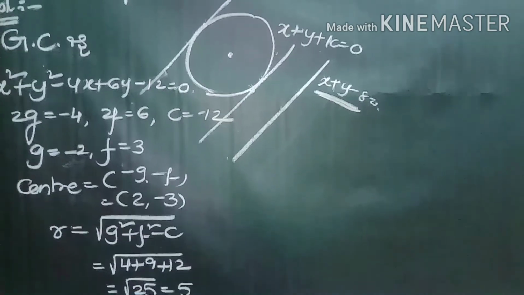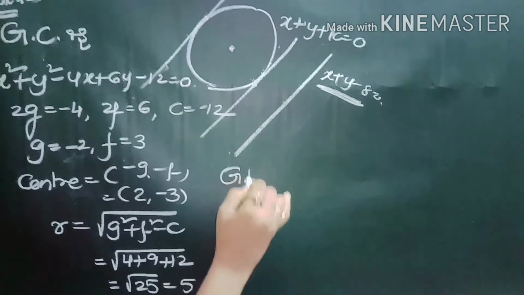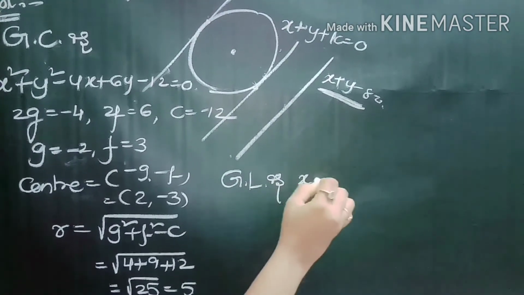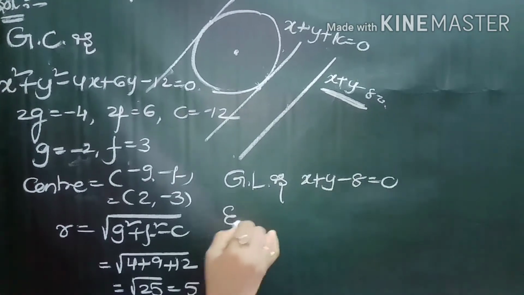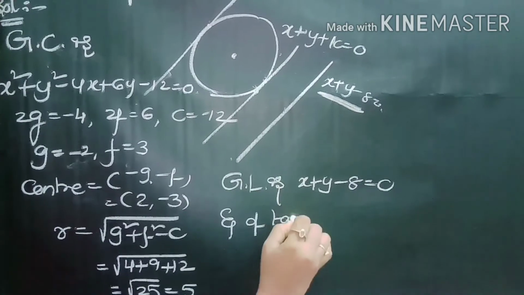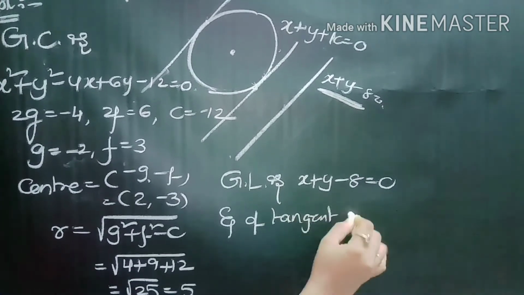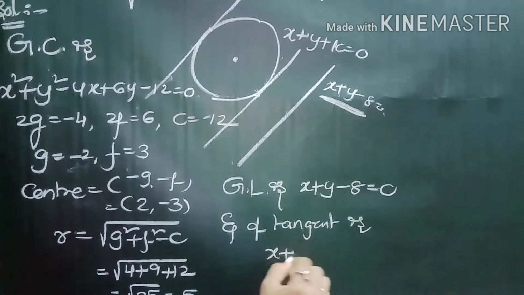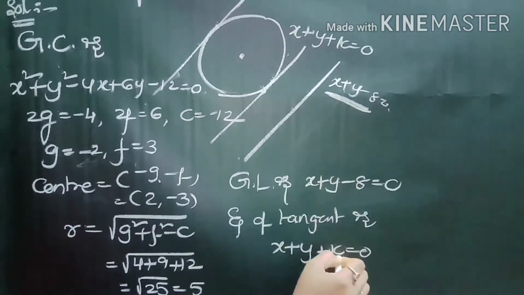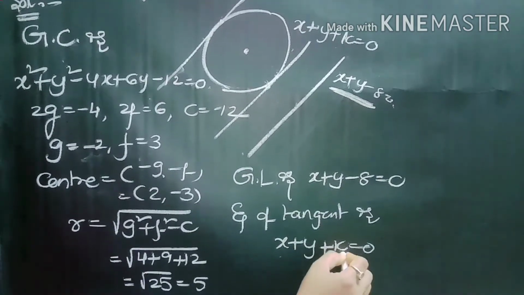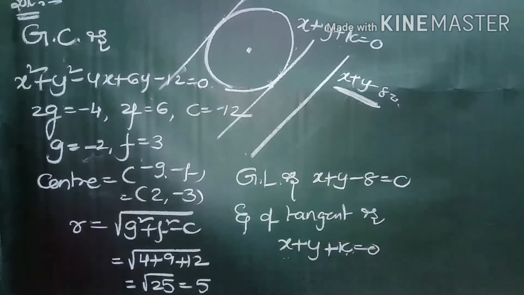Now we take the given line equation. Given line is x plus y minus 8 equal to 0. Now the equation of tangent is x plus y plus k is equal to 0. Since the two lines are parallel to each other, we are taking the equation of tangent as x plus y plus k equal to 0.